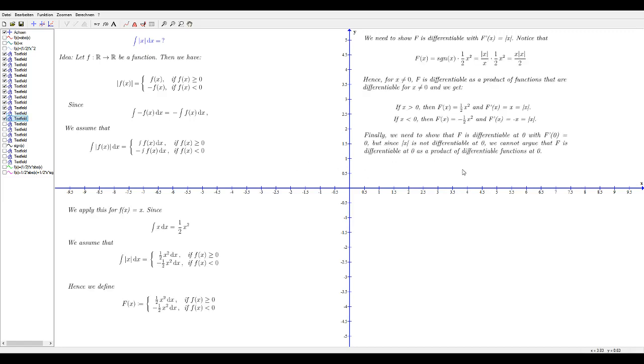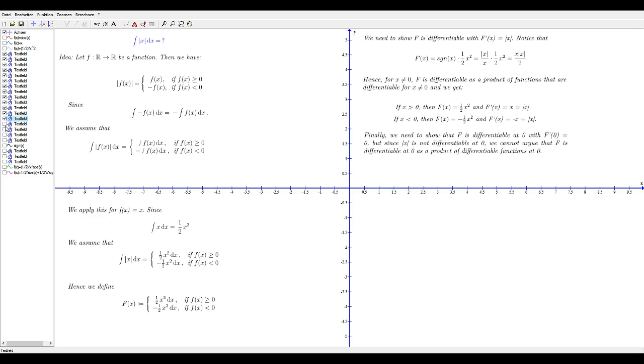And finally, we need to show that capital F is differentiable at 0 with capital F prime of 0 equals 0. But since the absolute value of x is not differentiable at 0, we cannot argue that capital F is differentiable at 0 as a product of differentiable functions at 0. We have to really take a look at the differential quotient here and show that the limit of the differential quotient exists for x equal to 0.